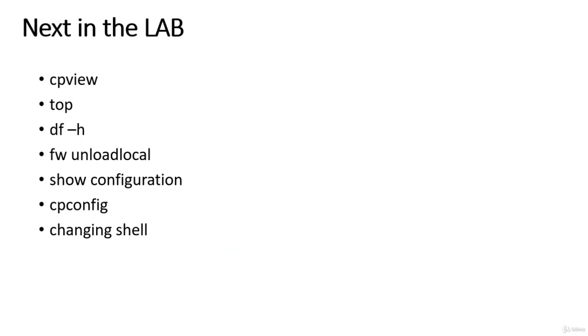Pretty easy to do. All right, the next lab is not going to be a lab, it's just going to be the second part of commands, but we're going to move to the CLI. I'm going to type them in there. We're going to check CPView, why we need it and how we can use it. Then the top command, df -h, fw unload local, show configuration, cpconfig, and we're going to change the shell as well. I want to make a clear explanation of why we need these commands, and see you in the next lesson.